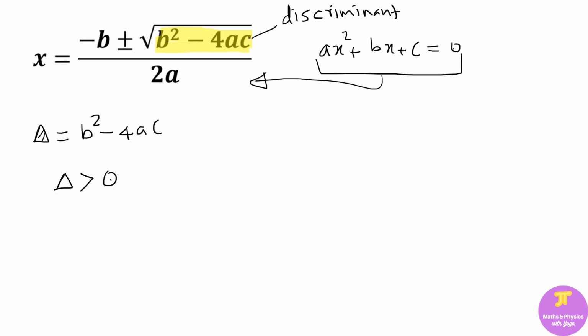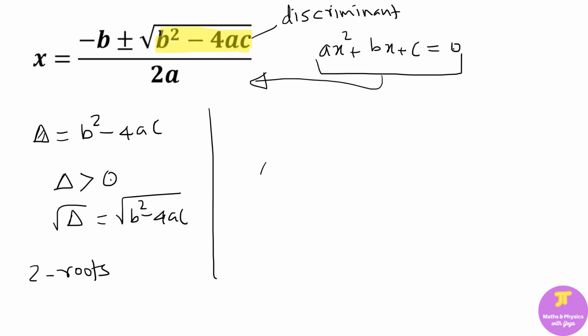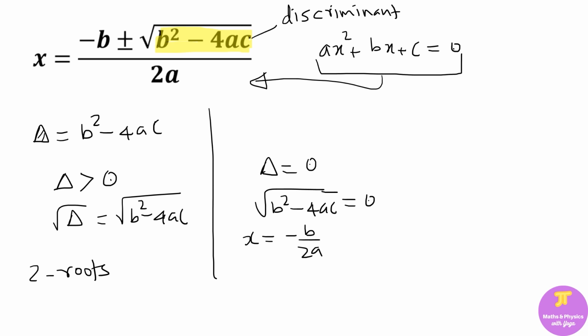So if delta is positive, then you are able to calculate the square root of delta, which means you can calculate the square root of b squared minus 4ac. So if delta is positive, then you will have two roots. But if the delta is equal to 0, then b squared minus 4ac is equal to 0. So therefore your solution is going to be just minus b over 2a, which means you have only one root. If the delta is equal to 0, then you will have only one root for the given quadratic equation.